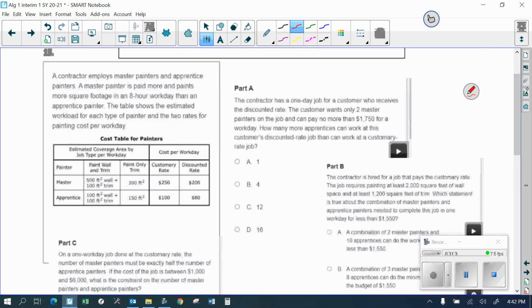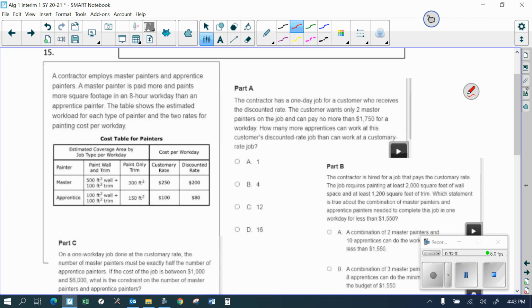Miss White said she didn't like even looking at all this reading, and to deal with it. A contractor employs master painters and apprentice painters. The master painter is paid more and paints more square footage in an 8-hour work day than an apprentice painter. The table shows the estimated workload for each of the painters and the 2 rates for painting costs per work day.